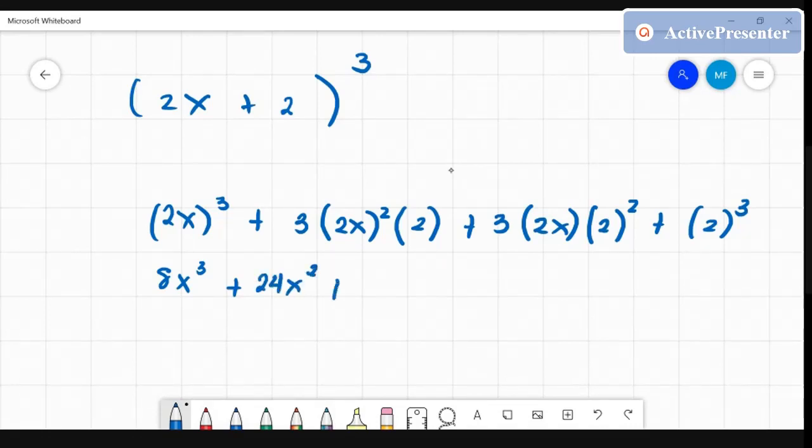Then, next, we have 2 times squared of 2 is 4 times 2 is 8 times 3 is 24 also. So we have 24x plus cube of 2 is 8. Therefore, this will be our final answer in this number.